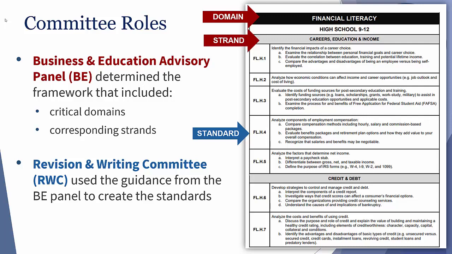The Revision and Writing Committee came in and used that architecture that the Business and Education Committee developed and actually wrote the standards. Now, the high school standards were written by the Financial Literacy Revision and Writing Committee. The standards for K through 8 were written by members of the Career Studies writing team, and they took the architecture that was created here and wrote those standards, but of course they were written in developmentally appropriate ways.